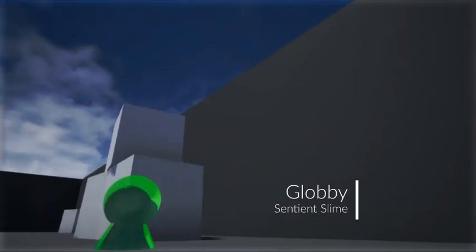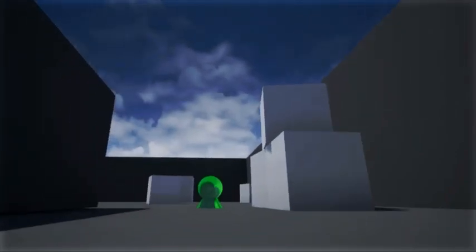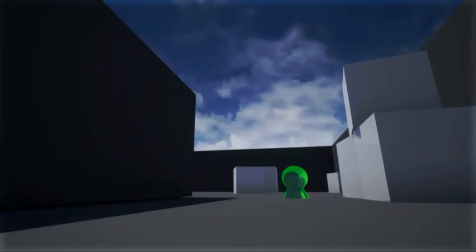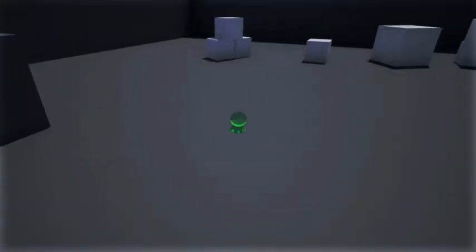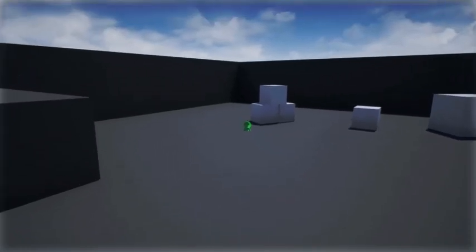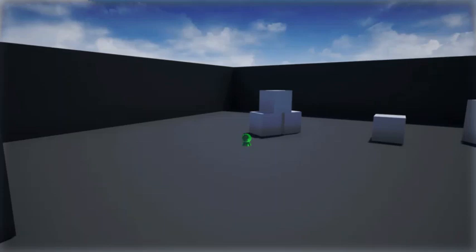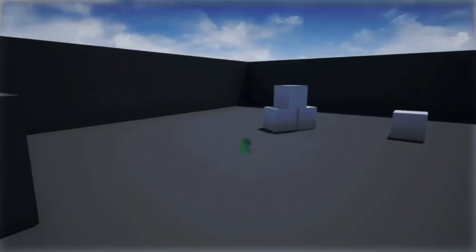Meet Globby. Now, while he may look like your run-of-the-mill, low-poly slime ball, I can assure you he is much more. When you encounter Globby out in the wild, you'll find he meanders from place to place with no sense of direction. Some might say he even looks sad, like he just got dumped by Globette.